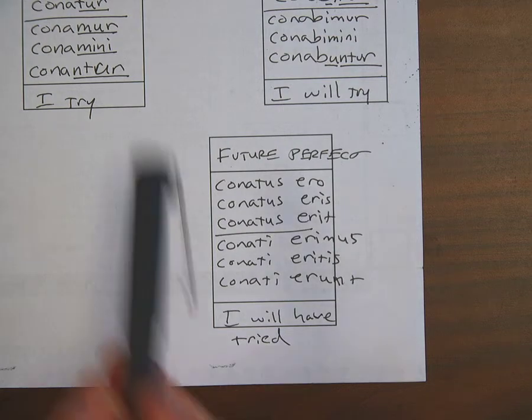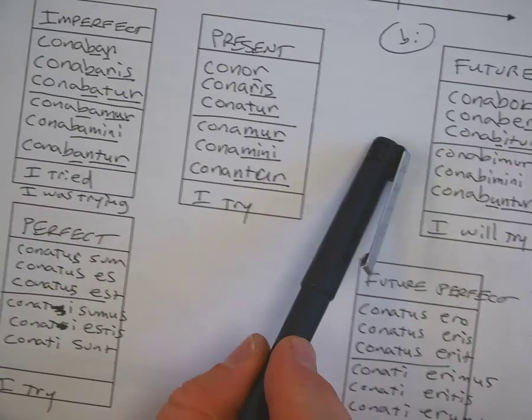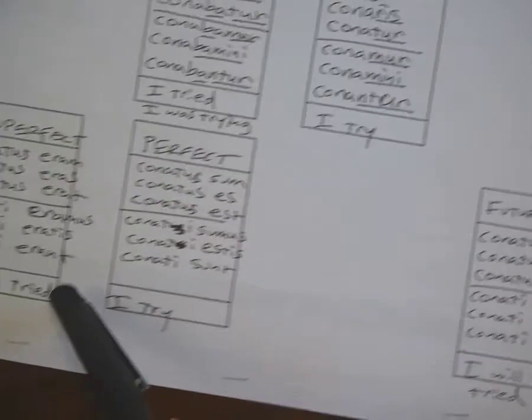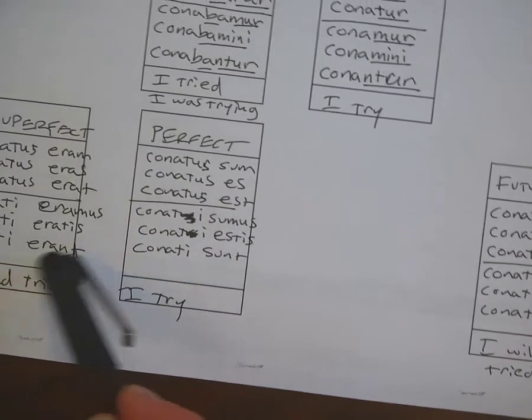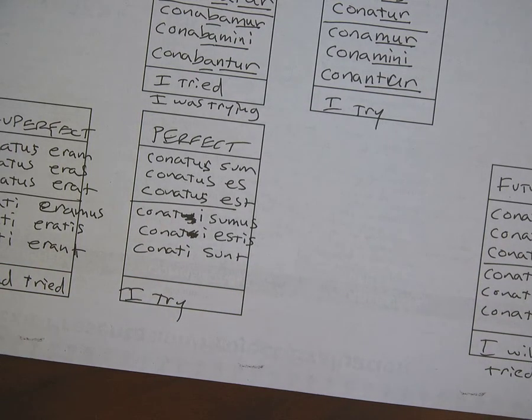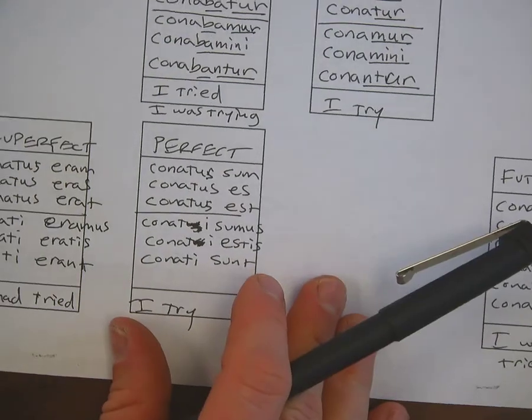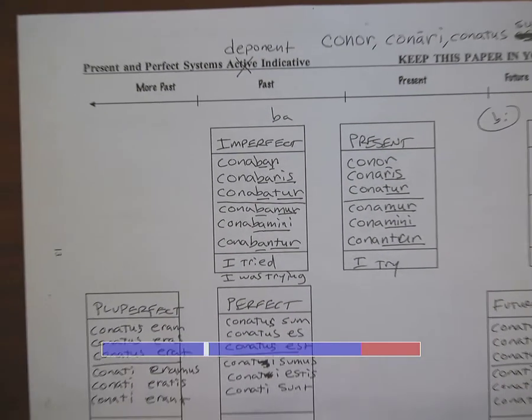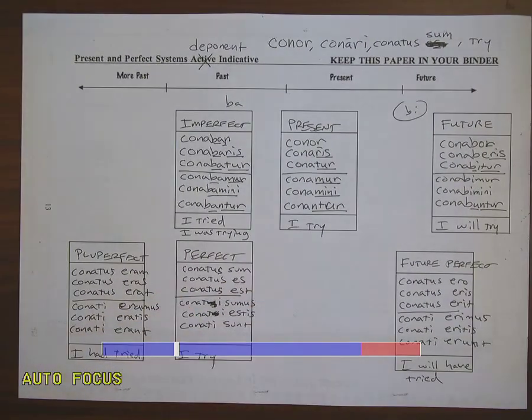And so that is present system for a deponent, all passive forms, but all active meanings. And then the perfect system is all passive forms, active meanings. Same deal. And that covers all the forms that you would have for conor in present and perfect tenses.